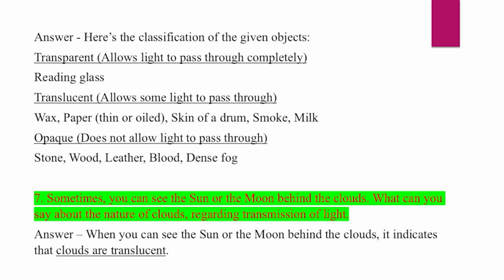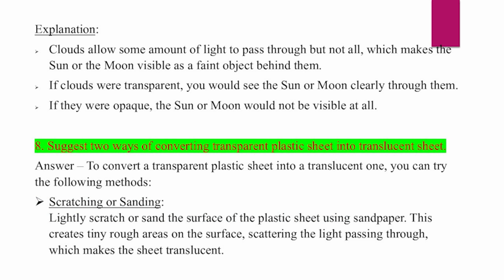7. Sometimes you can see the sun or the moon behind the clouds. What can you say about the nature of clouds regarding transmission of light? Answer: when you can see the sun or the moon behind the clouds, it indicates that clouds are translucent. Explanation: clouds allow some amount of light to pass through but not all, which makes the sun or the moon visible as a faint object behind them. If clouds were transparent, you would see the sun or moon clearly through them. If they were opaque, the sun or moon would not be visible at all.